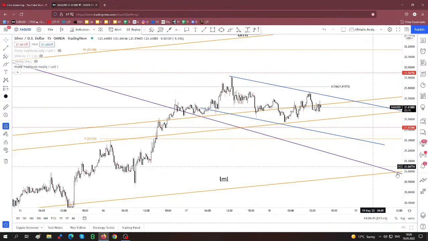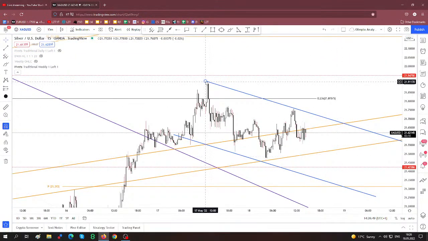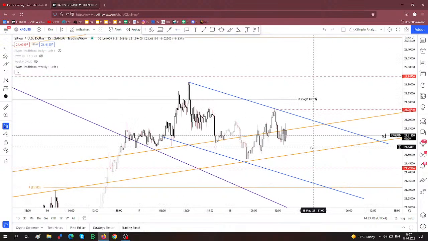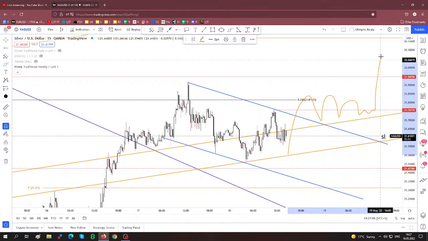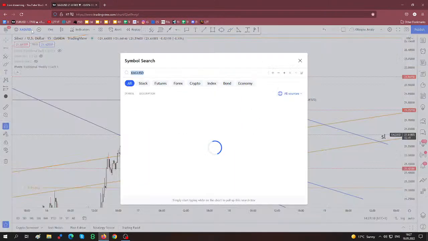Okay. But I still need confirmation. I'll wait to see how the price will react inside of this pattern, or maybe I'll wait to see a valid breakout, a new higher high, consolidation, accumulation, and only then I will look for longs.